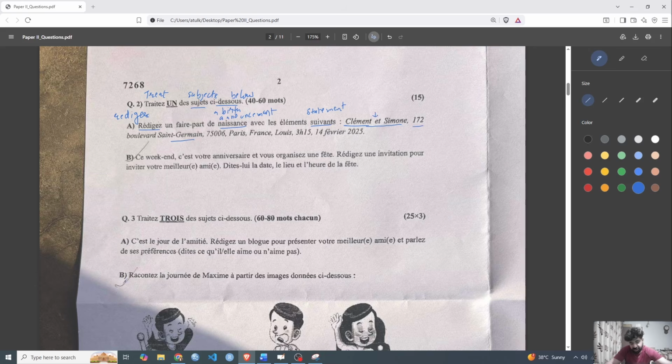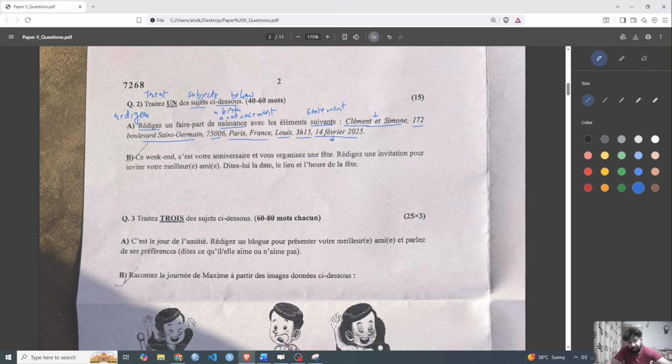172 Boulevard Saint. Some address is given to us. Then we are given a name again, which is Lewis, and 3:15, 14th February. So we have a month here also. In the exam, if you get a month, then you can actually change the date, like you remember the date of arrival in France. I just choose October for my piece anyway. So we have been given the details here.